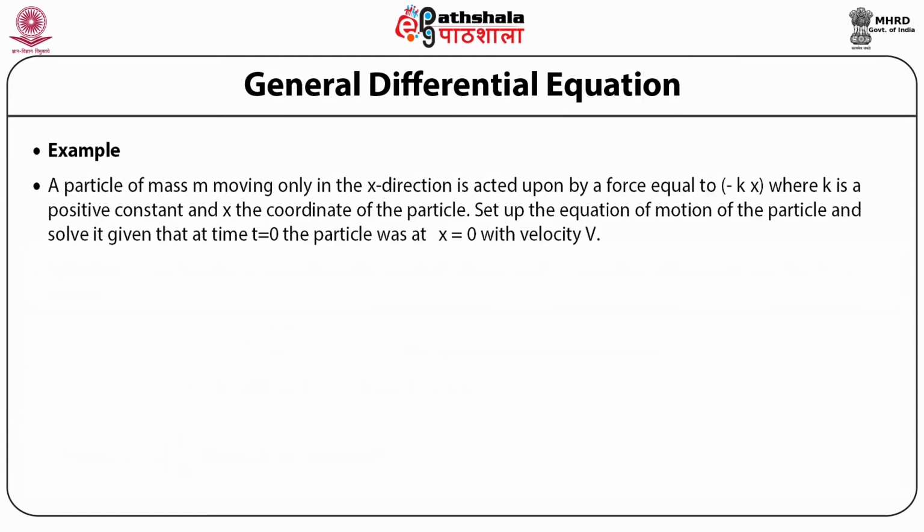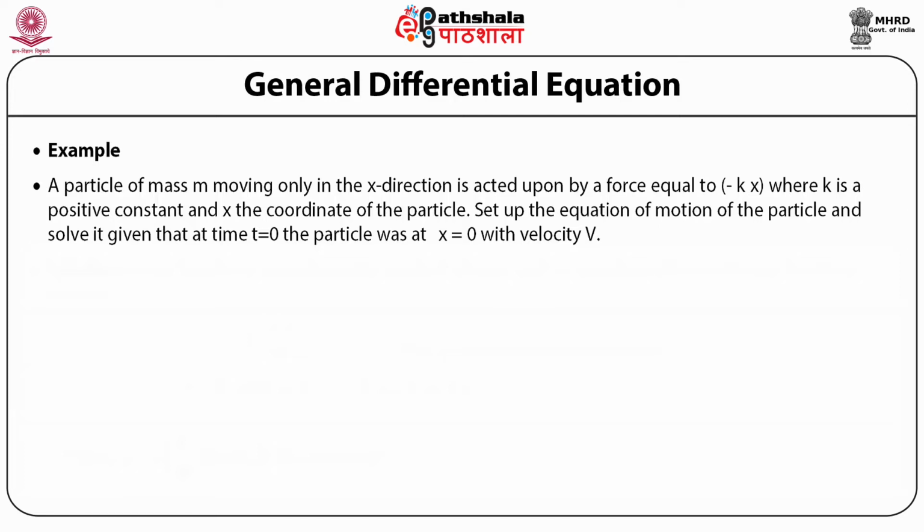A particle of mass m is moving in the x direction, so it's a one-dimensional motion, and is acted upon by a force equal to minus kx, where k is a positive constant and x is the coordinate of the particle. We will set up the equation of motion of this particle and solve it given the initial conditions that at time t equal to 0, the particle was at x equal to 0 and its velocity was equal to v. You must have immediately recognized that this is a problem of a one-dimensional harmonic oscillator.